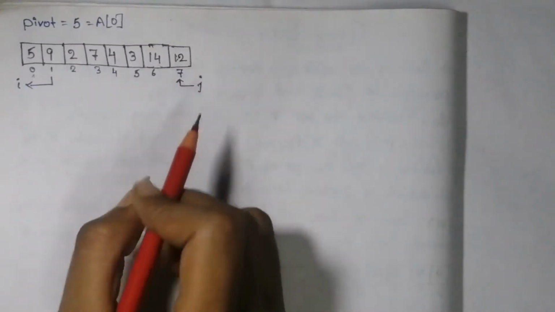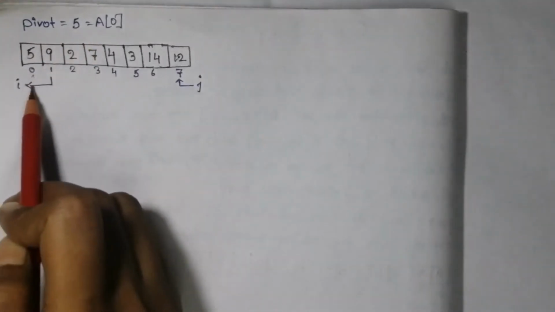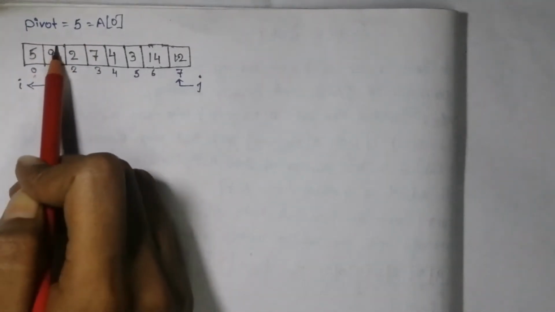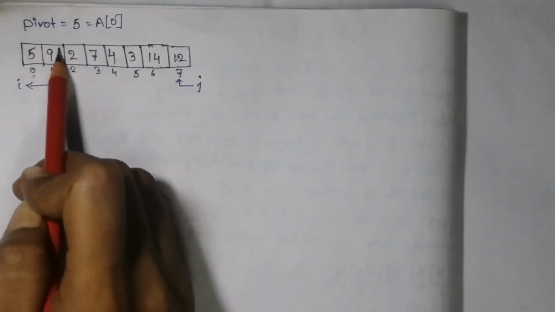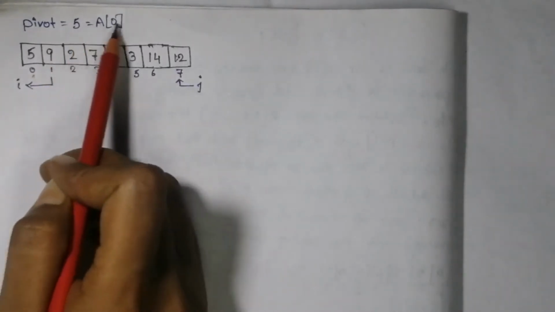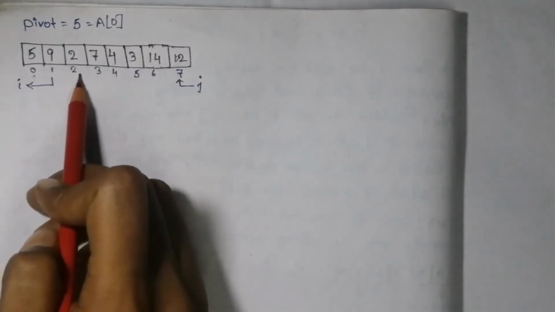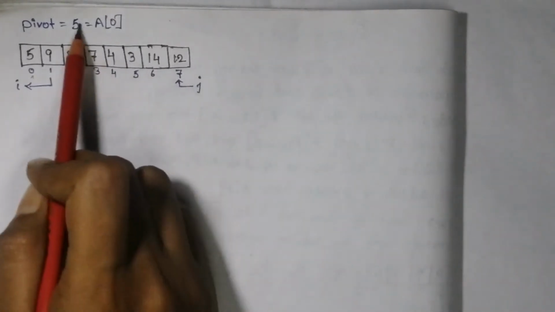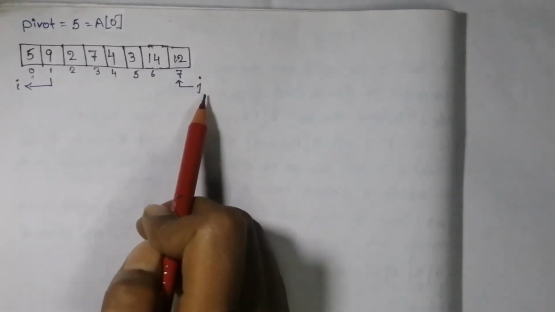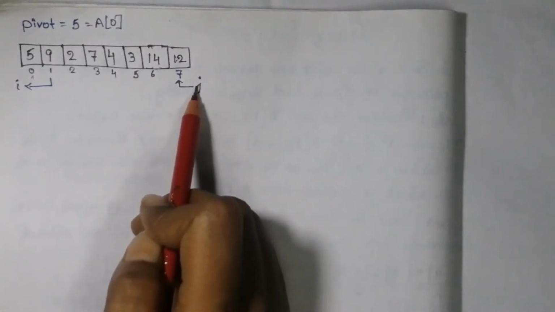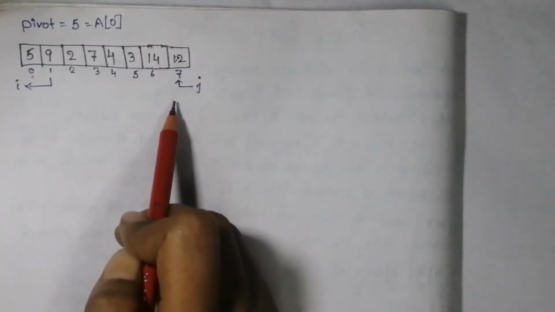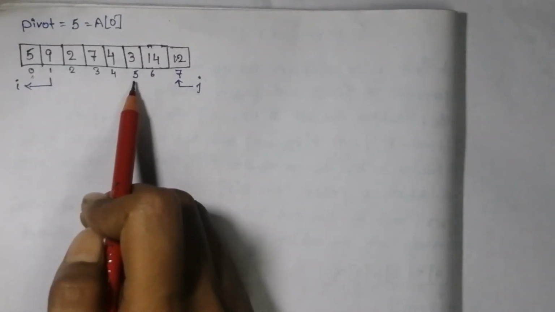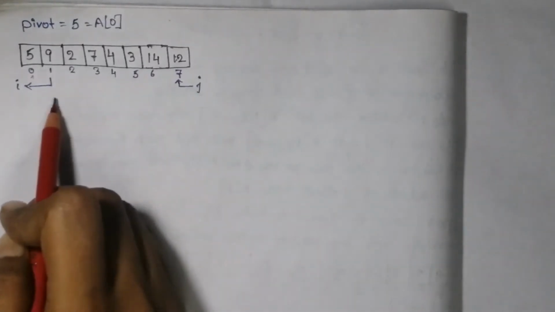Okay, so we will start by comparing the pivot element with the element at the index i. If the element at the index i is smaller than the pivot element, then we will increment the value of i, that is i moves from left to right, and side by side we will compare the pivot element with the element at the index j. If the element at the index j is greater than the pivot element, then we will decrement the value of j, so j moves from right to left.